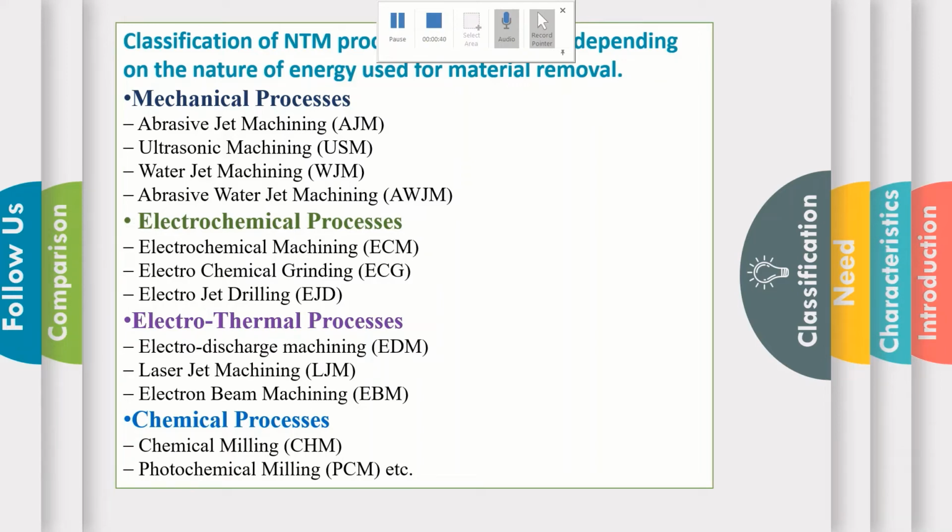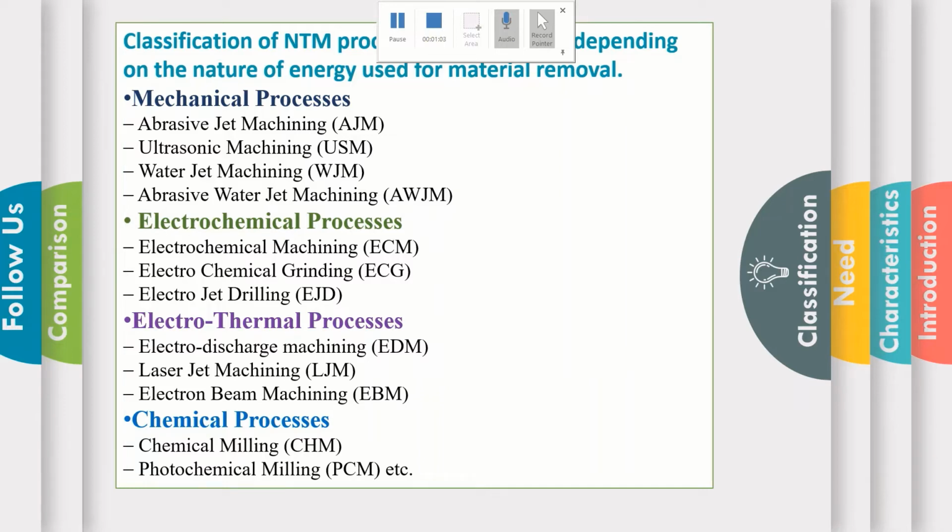First is abrasive jet machining, that is AJM. Second is ultrasonic machining, USM. Third is water jet machining, WJM. And fourth one, abrasive water jet machining, AWJM. This is mechanical energy based NTM processes.